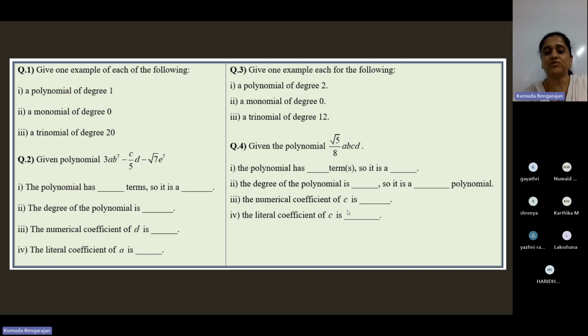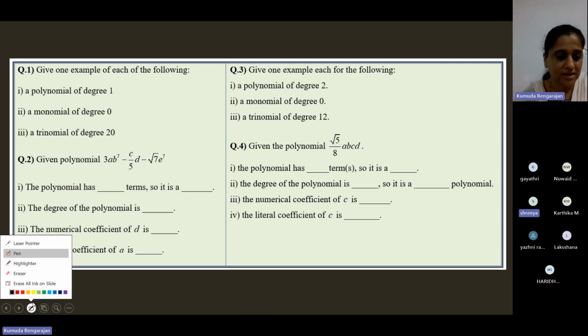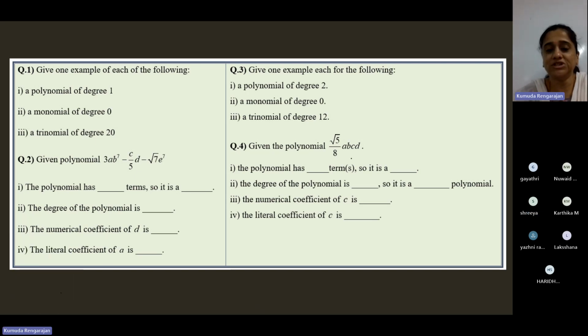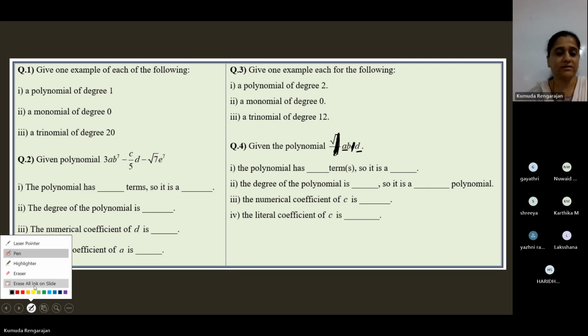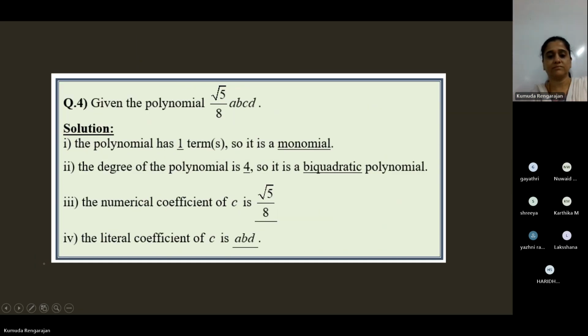The numerical coefficient of C is root 5 by 8. So this is C. Take away C. But these are letters, so you should not write them. Write only the number. So it is root 5 by 8. The literal coefficient of C: this is C. Take away C and take away this also because it is a number. The rest of it, A, B, D. You can see the answers here. Please complete.